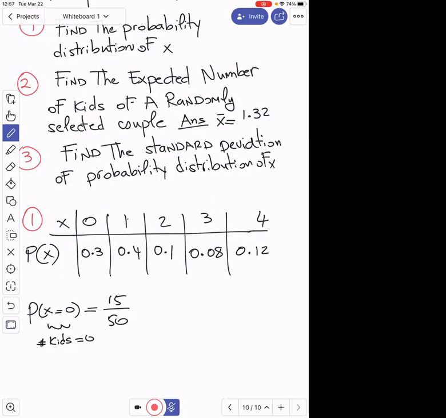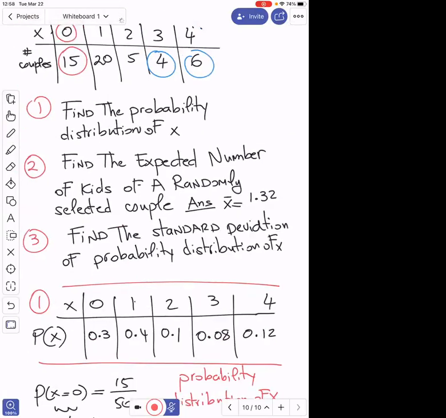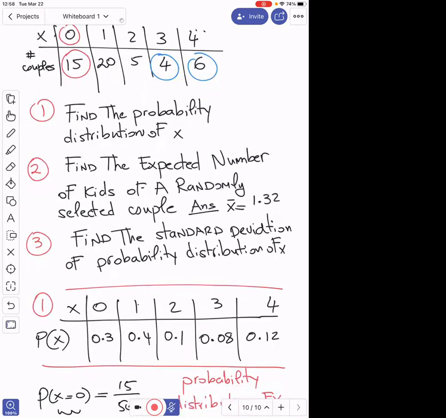Okay, so that's your probability distribution, right? This table, that's what I call the probability distribution of X. For each X, you find the probability of X. All right. Any questions so far, guys? So just divide the number of couples in the table by the size of the sample.